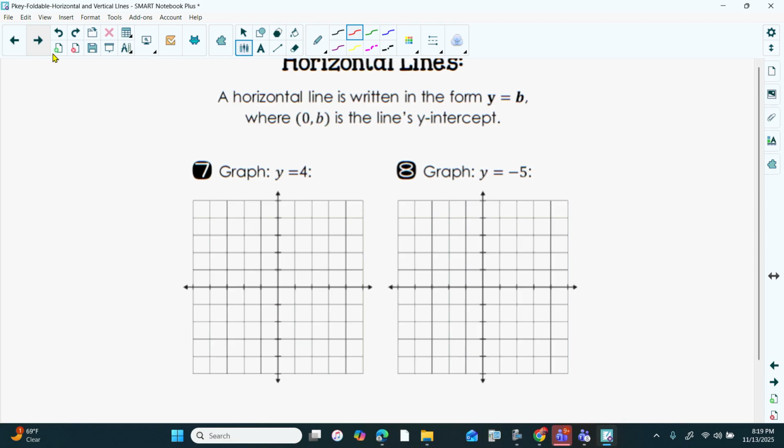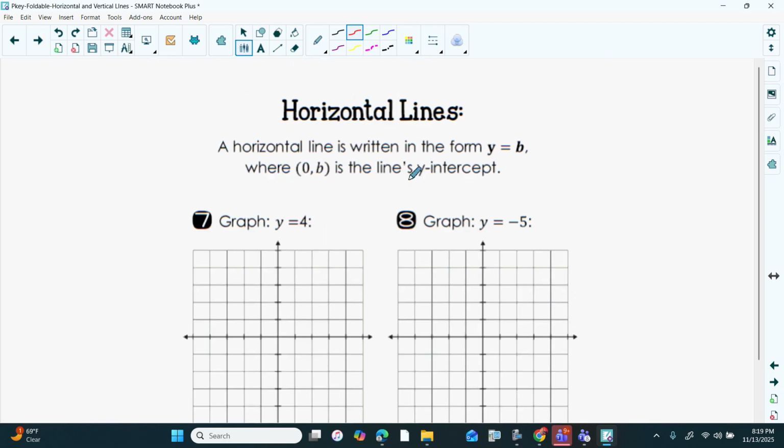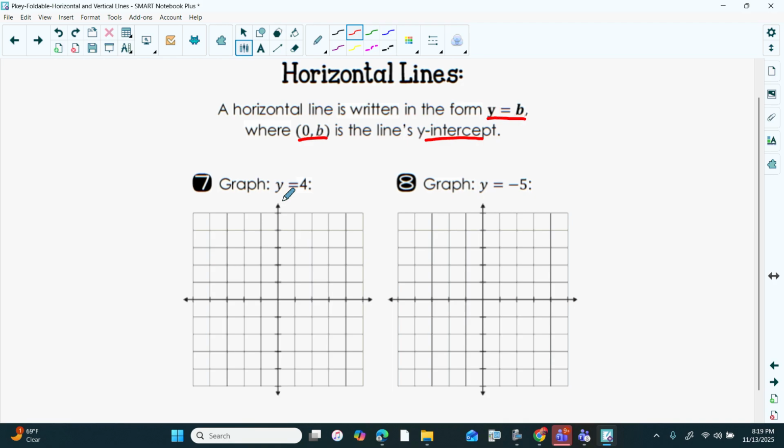Now, if I go to the bottom half here, horizontal lines have the form y equals b. That b is the y-intercept. So that means that's where I'm going on the y-axis. Here, y equals 4. So on this y-axis, I'm going 1, 2, 3, 4. So I put a point right there. And we're creating a horizontal line. That means left and right through that point.